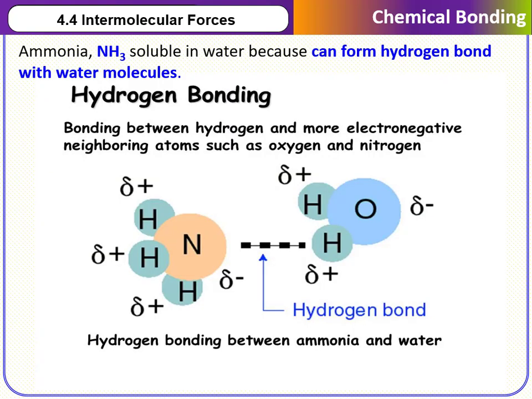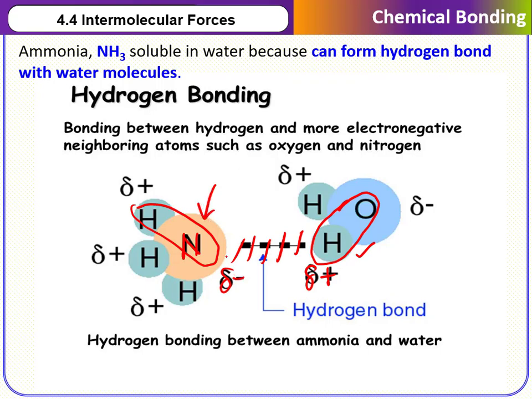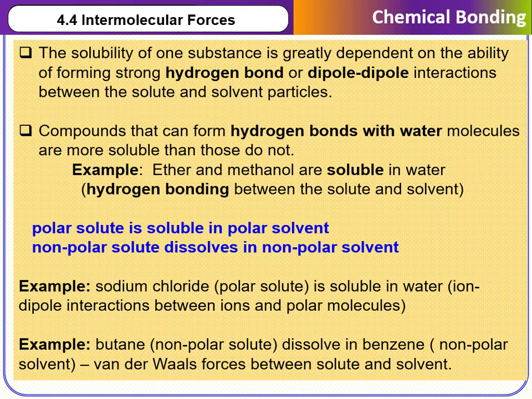Is ammonia soluble in water? Yes, it is soluble in water because it can form hydrogen bond with water molecules. Ammonia has N and H, which are covalently bonded, while water has an O-H bond, covalently bonded. So the interaction between this partial positive charge from the water molecule and nitrogen, which is partial negative, from the ammonia molecule is the hydrogen bond.